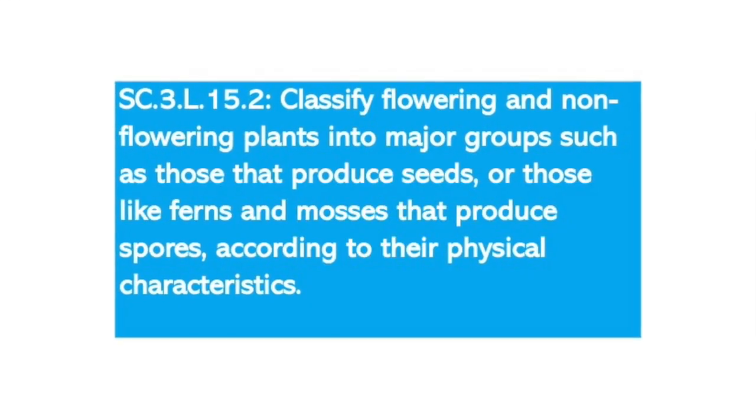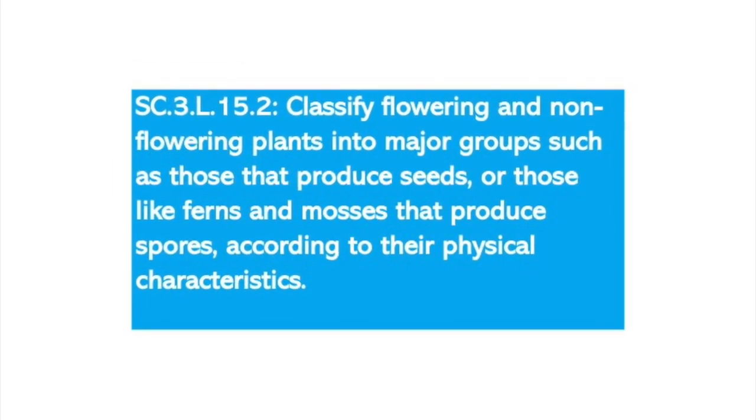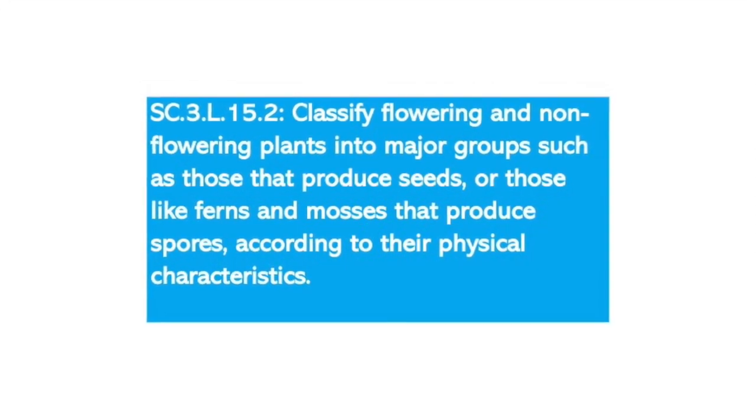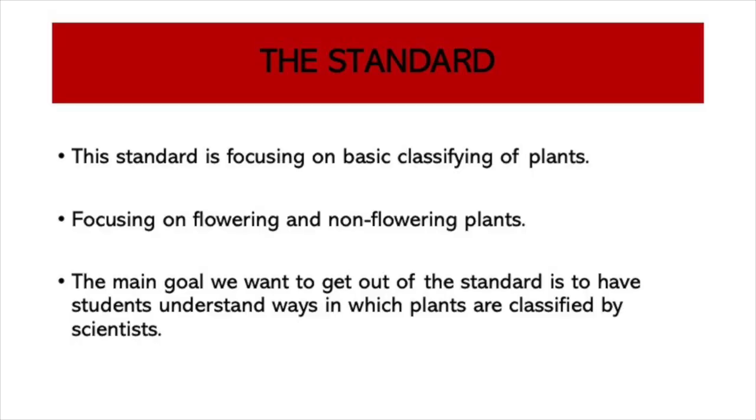Classify flowering and non-flowering plants into major groups such as those that produce seeds or like ferns and mosses that produce spores according to their physical characteristics. This standard is focusing on basic classifying of plants, focusing on flowering and non-flowering plants. The main goal we want to get out of the standard is to have students understand ways in which plants are classified by scientists.